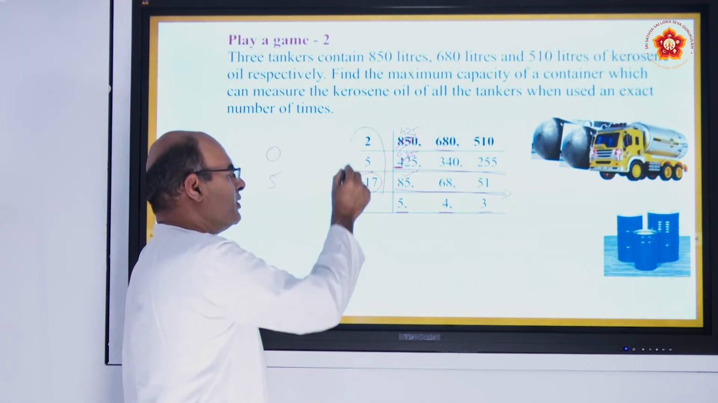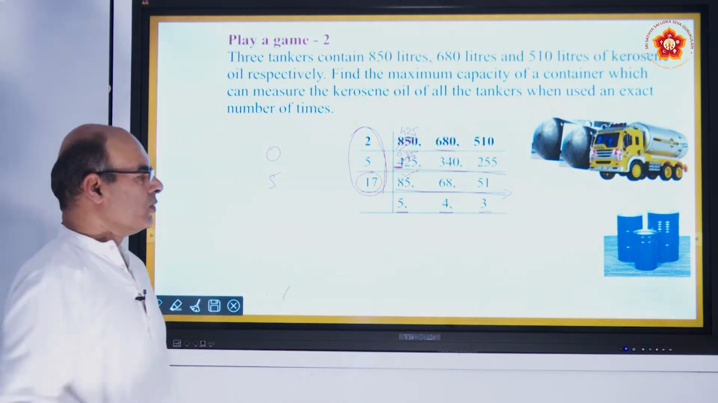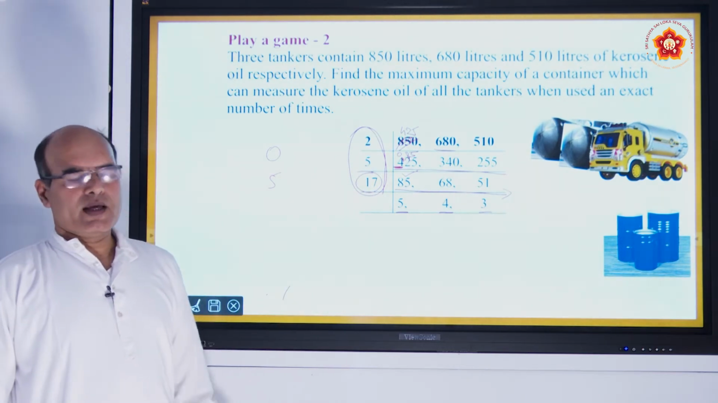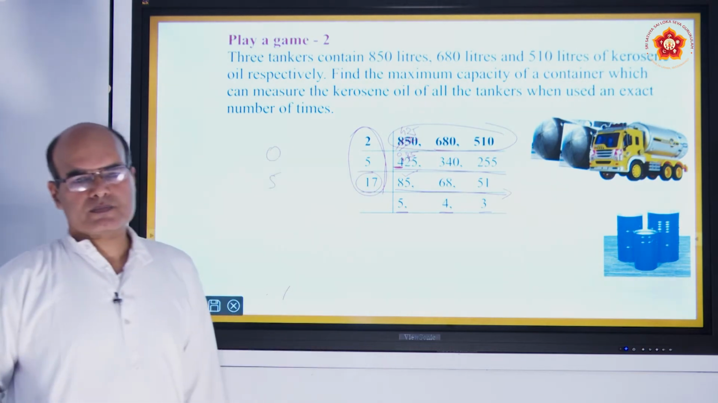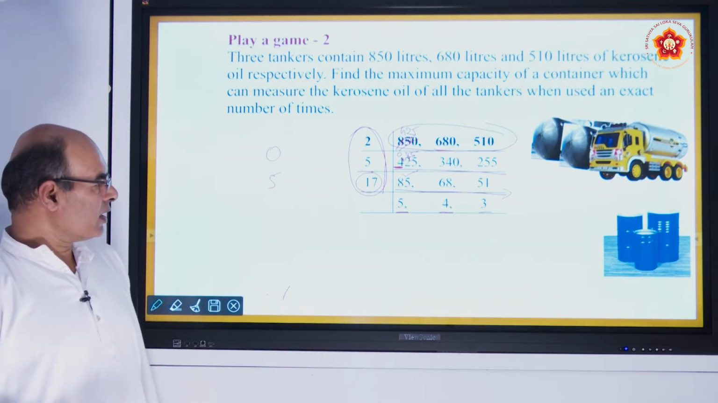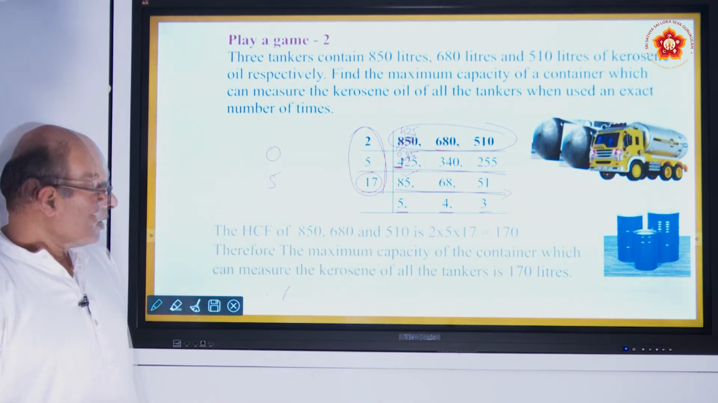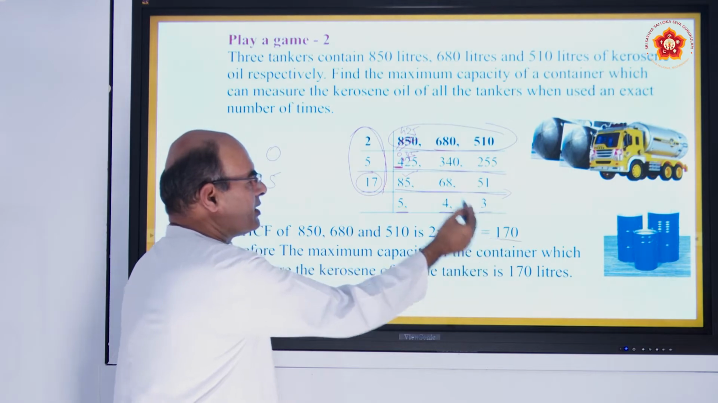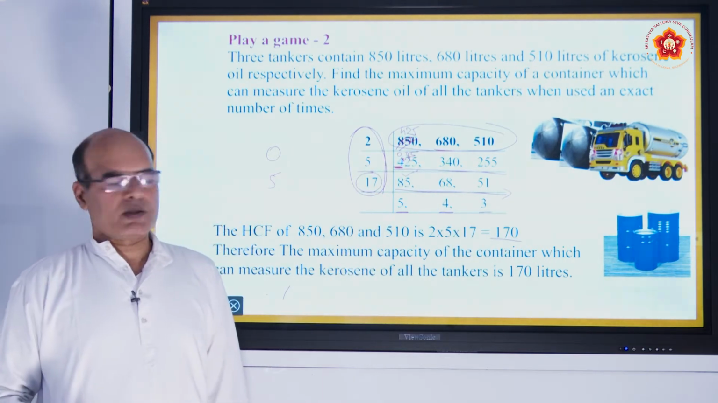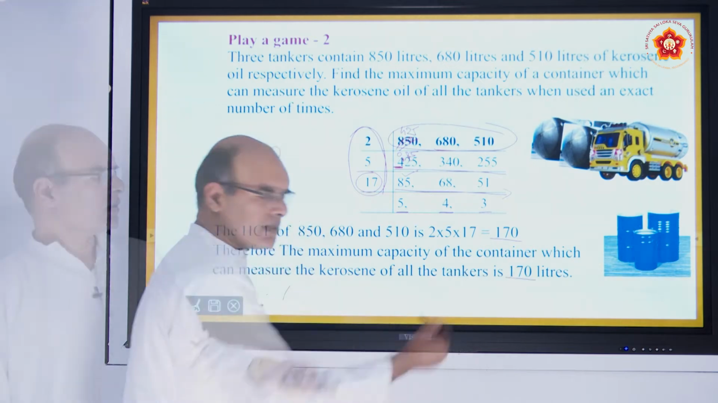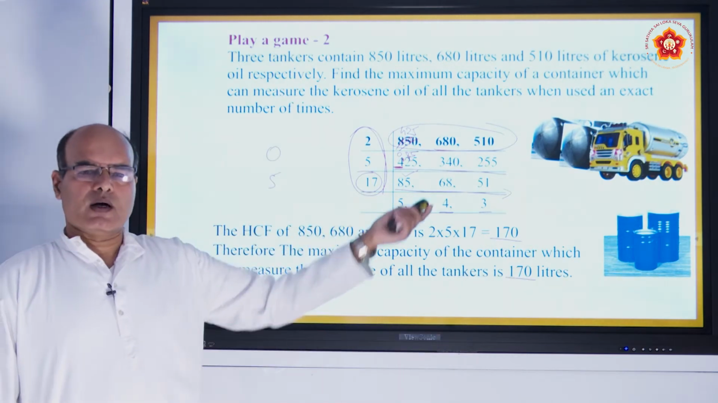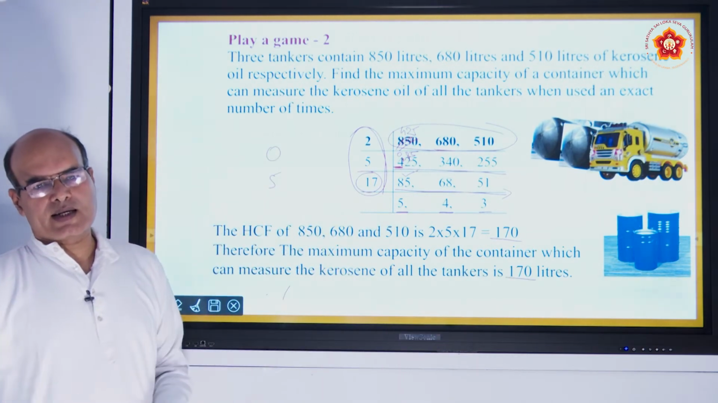The product of these, 2 into 5 into 17, is the HCF of these given numbers. Their product 2 into 5 into 17 means 170. 170 is the HCF of those numbers. That means if you use a container of 170 liters, we can transfer the kerosene of all the tankers exactly.